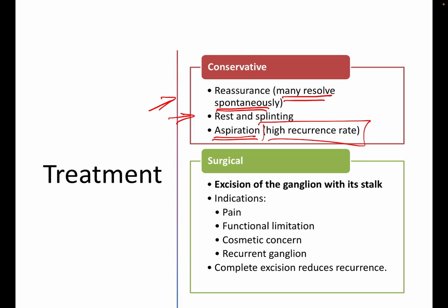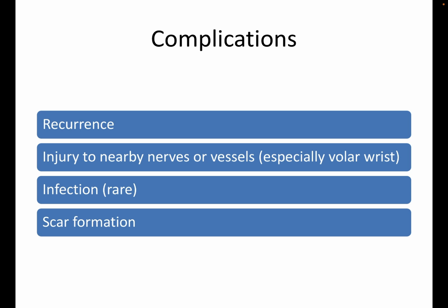Excision of the ganglion with its stalk is the surgical option. It is indicated only when there is pain, functional limitation, cosmetic concern, or recurrent ganglion. Complete excision reduces the chances of recurrence. Complications include recurrence, injury to nearby nerves or vessels, infection, though it is rare, and scar formation.